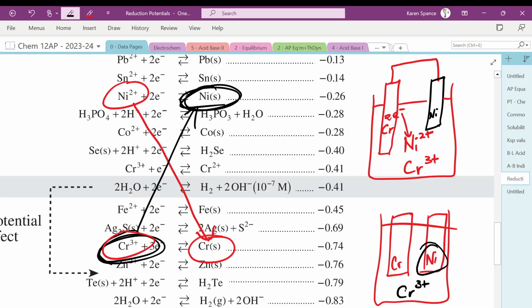It cannot do that. But if we attach a battery, let me make sure I'm putting the battery the right way around. Nickel is losing electrons. Chromium is gaining electrons. Nickel is losing electrons, so my electrons are going this way. I always like working with electron direction. So if my electrons are going that way, my positive terminal has to be here. My negative terminal has to be here.